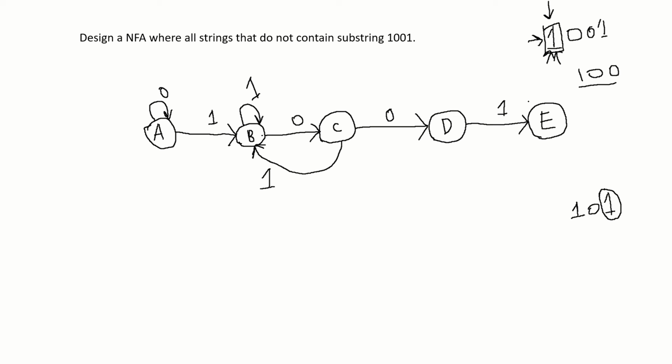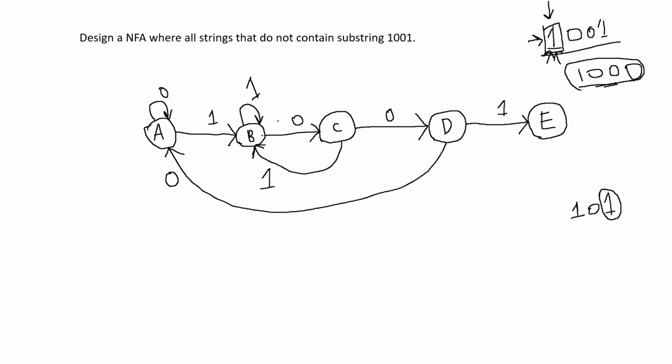But if we get 0 from state D, then that will make 1000, right? But we needed 1001, so there is no progress and this doesn't match with this substring. So to match with this substring, we will need again the first 1. So we will go to our very first state because we need the first 1 to make 1001, right? So with 0 we will go to state A.